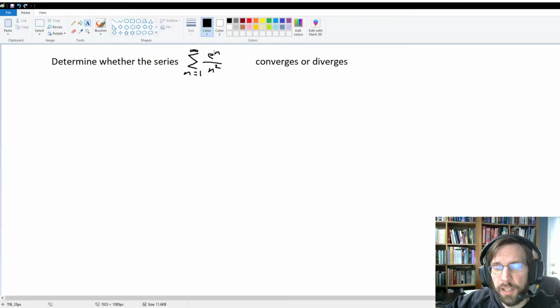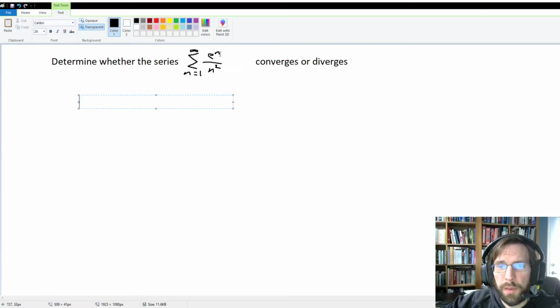If it was just e to the n, that would be a geometric series. If it was just the n squared, it would be a p-series. But notice we have a mix of exponentials and polynomials. So when we have something like this, we want to use the ratio test.